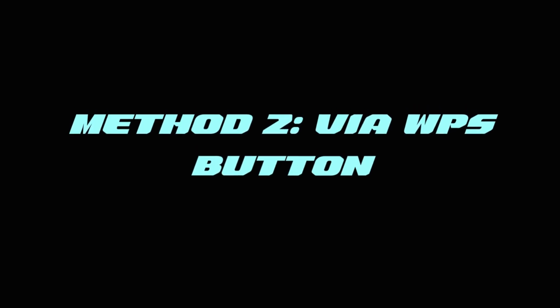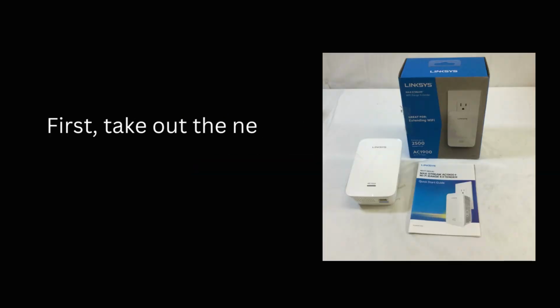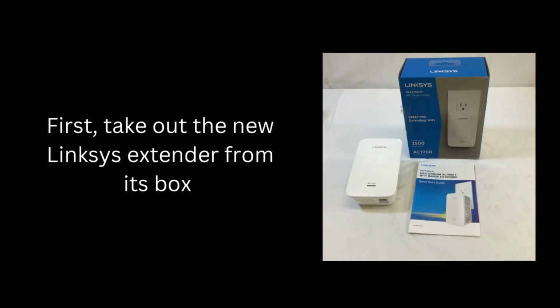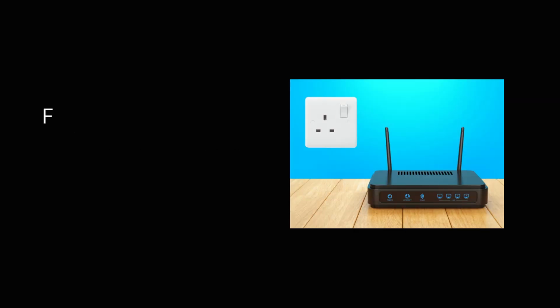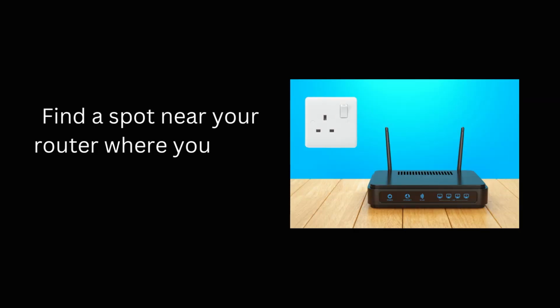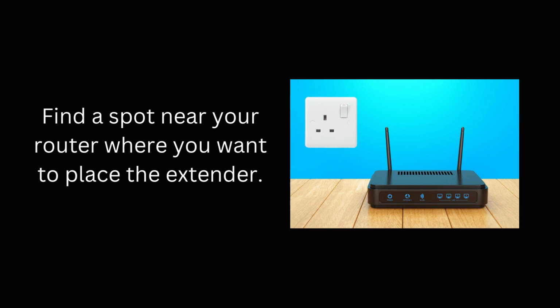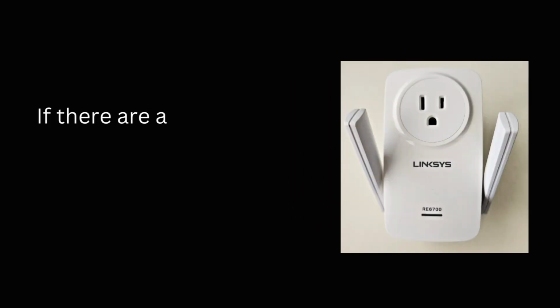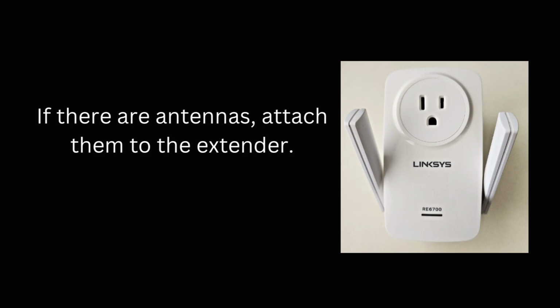Method 2, via WPS button. First, take out the new Linksys extender from its box. Find a spot near your router where you want to place the extender. If there are antennas, attach them to the extender.